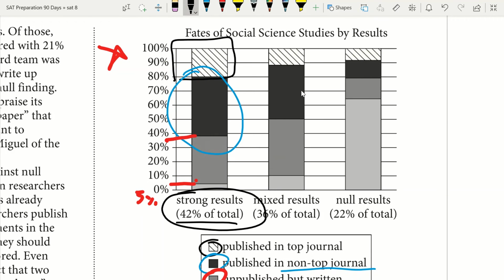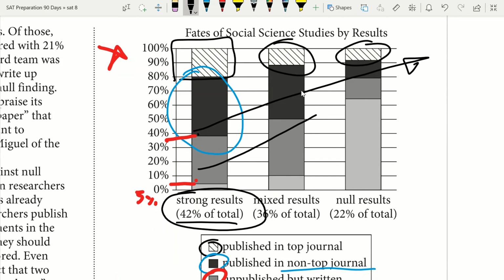So in this case, I see strong results. They're a lot more likely to get published in that top journal, right? As we go down to these null results, that top journal likelihood goes from 20% down to like 15, down to like 10. I see a general trend here, right? We see things going in this direction.